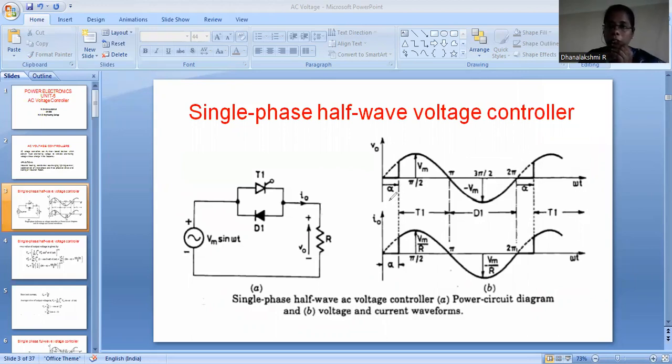So for finding V naught RMS, the formula is square root of area of the square divided by base. So here I have to take the base as 2 pi, and I'm getting my waveform from alpha to 2 pi. So my limits should be from alpha to 2 pi. So these things we should keep in mind. Therefore, we should take our base as 2 pi, and our limits should be from alpha to 2 pi.